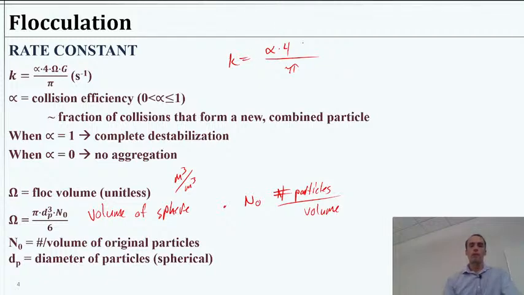So you have the flock volume, and you have G. So G is the square root of the power divided by the dynamic viscosity of the water times the volume of the basin. And that's the square root of the whole thing, sorry. And the flock volume, as written below, that's pi dp cubed times n naught, all that over 6.